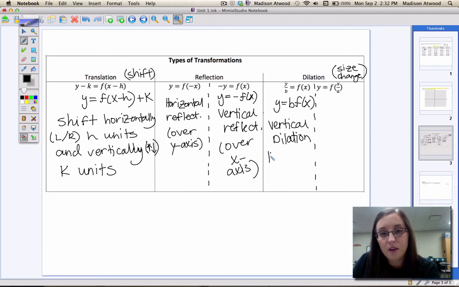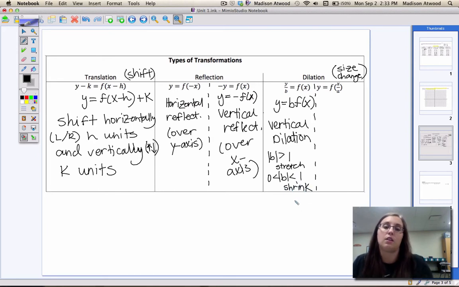Now, if the absolute value of b is greater than 1, so if it is anything greater than 1, whether it's a positive or a negative, then it's a stretch. And if the absolute value of b is between 0 and 1, so in other words, if it's a decimal or fraction, then it's a shrink. Okay?